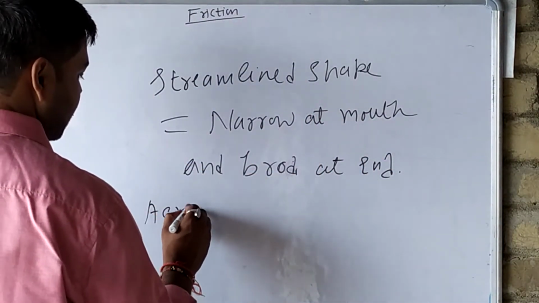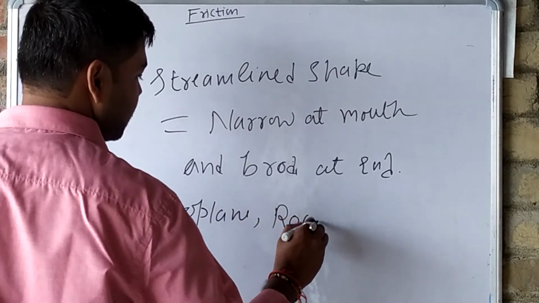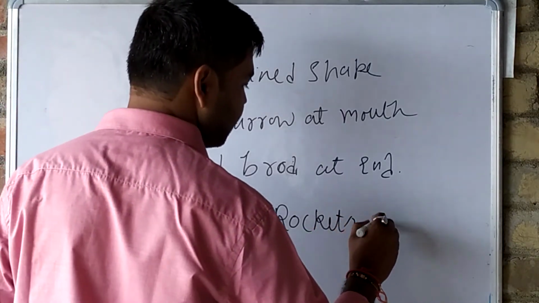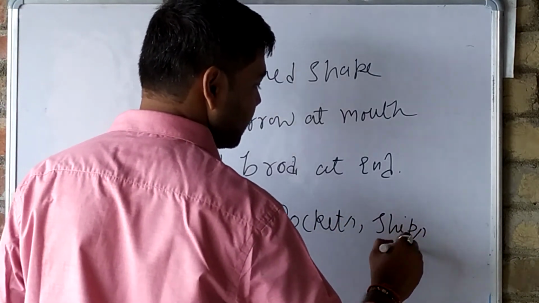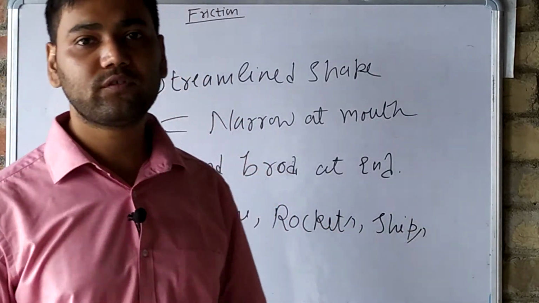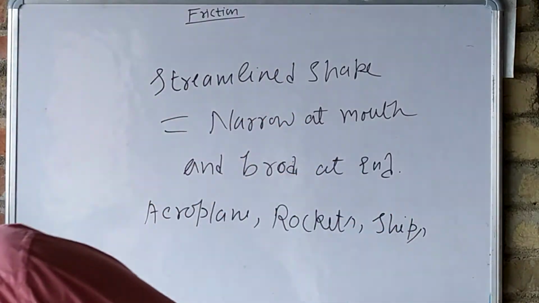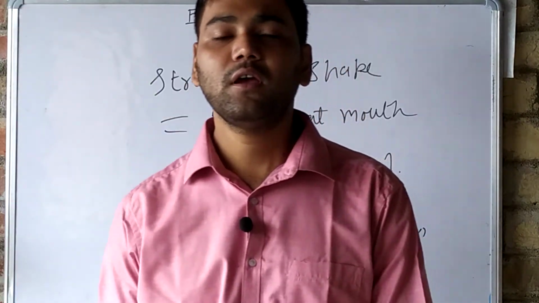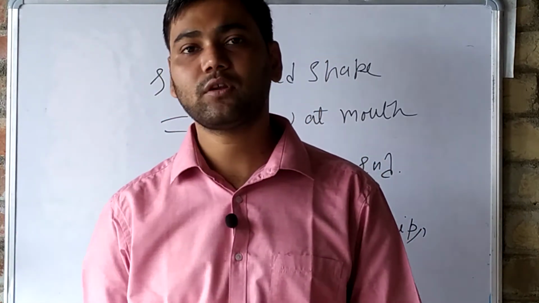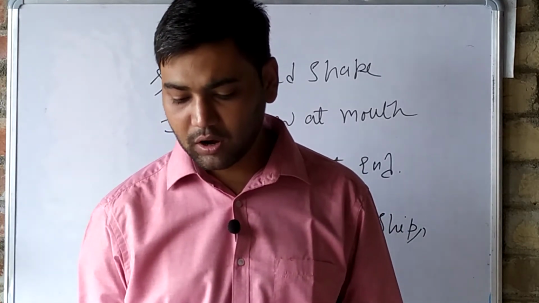Aeroplanes, rockets, ships, all these are streamlined. So what happens? Because of streamlining, it will move faster and it will reduce friction. So this is one of the methods of reducing friction. Make the body streamlined, and friction will get reduced. Second, polishing a rough surface smoothens irregularities on it.